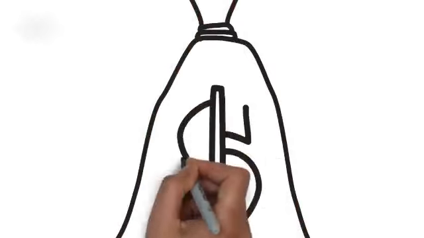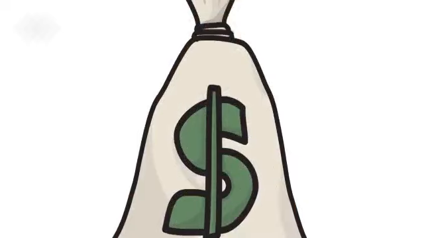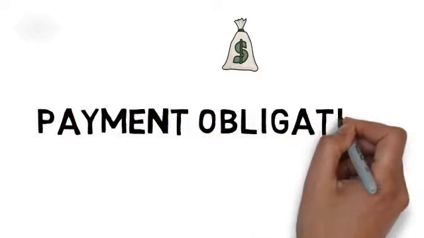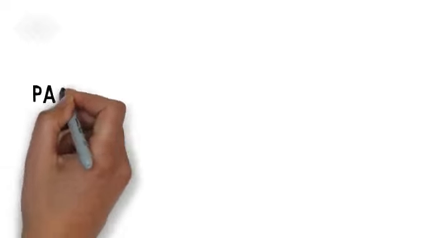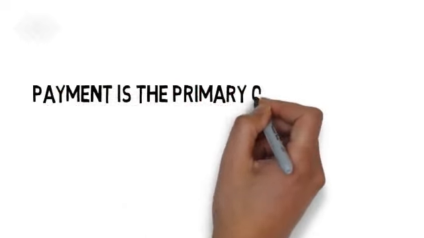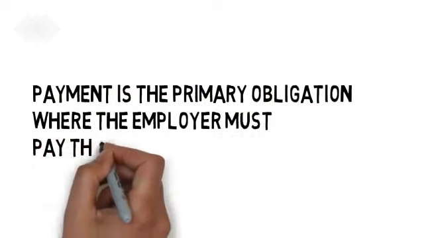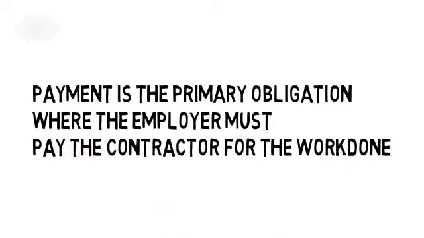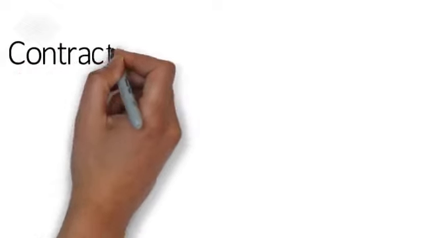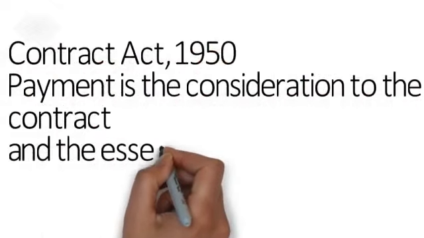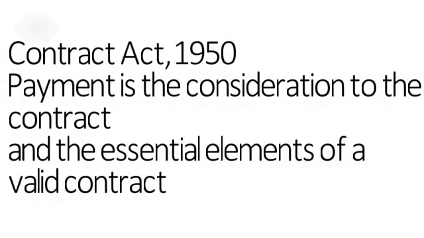Next are the payment obligations of the employer. The form of contract, among other things, provides for how the contractor will be paid, the amount due, and when payment will be made. Payment is the primary obligation, where the employer must pay the contractor for the work done. The employer usually makes payment to the contractor as the work progresses. The Contract Act 1950 states that payment is a consideration to a contract, an essential element of a valid contract.